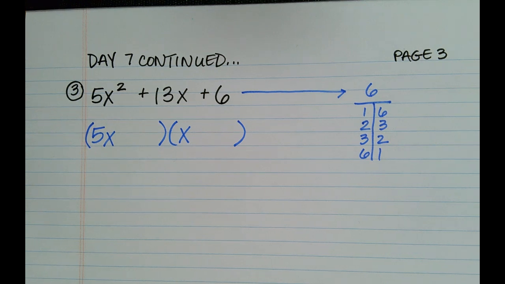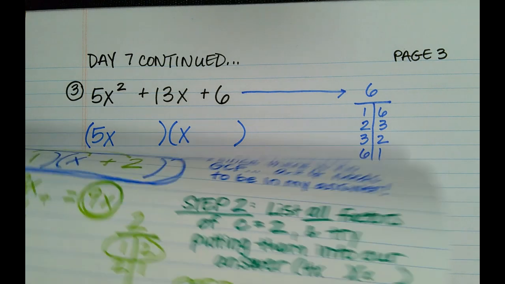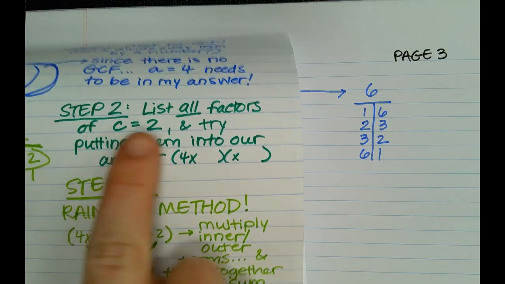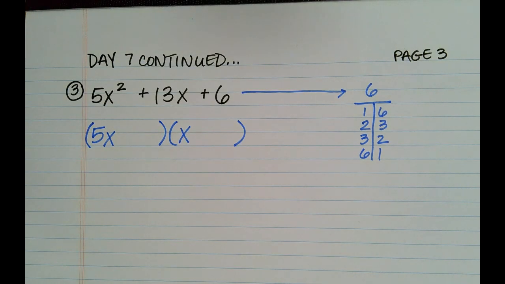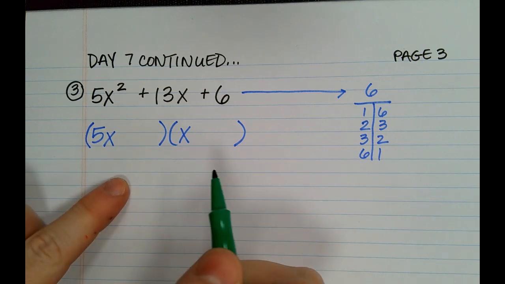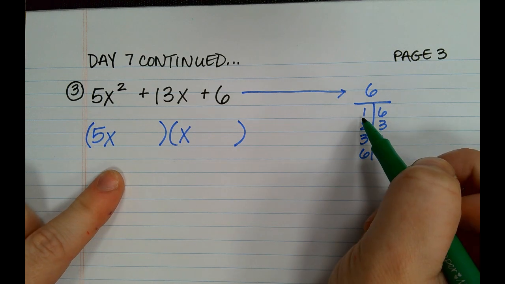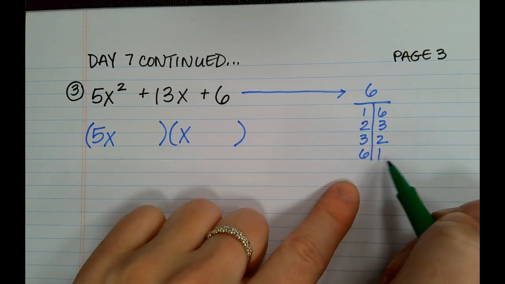So, we got our factors listed out. The other part of step 2 says that we need to try putting them into our answer. So, now it's trial and error time. And we're going to be using the rainbow method here. Unless you do it in your head, then that's great, wonderful. Me personally, I got to write it out because I'm going to mess it up if I do it in my head. So, we will try, you want to try 6 and 1 first?